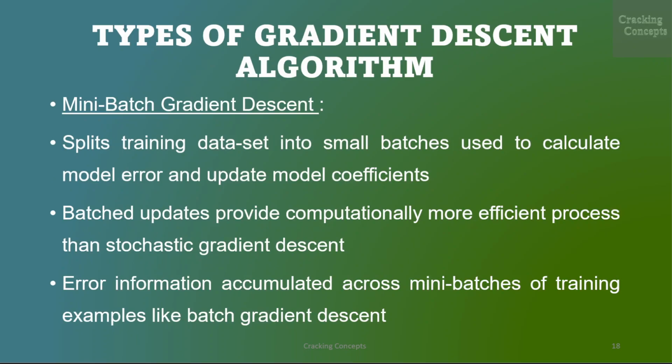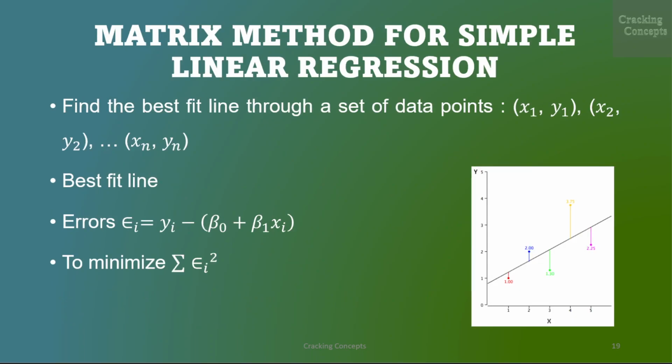Next is mini batch gradient descent. Now, in this case, it splits the training data set into small batches that can be used to calculate model error and update the model coefficients. The batched updates provide a computationally more efficient process than the stochastic gradient descent. Error information must be accumulated across mini batches of training examples like in batch gradient descent.